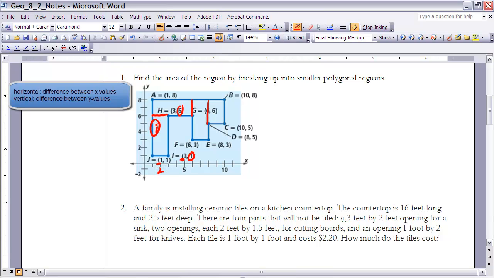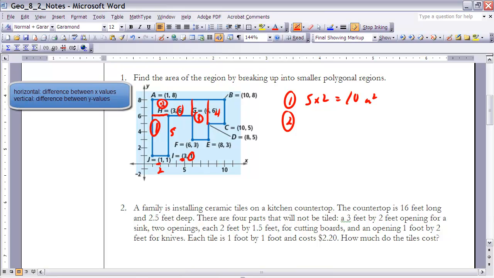And then if I look at this distance going from I all the way up to H, that will give me the length of that rectangle. So I'm going from 1 to 6. Well, the difference between that is 5. Therefore, the area of rectangle 1 is 5 times 2, or 10 square units. Okay? So for each one of those rectangles, I'm going to do the exact same approach. I'm going to find the dimensions, and then I'm going to multiply them together to get the area.